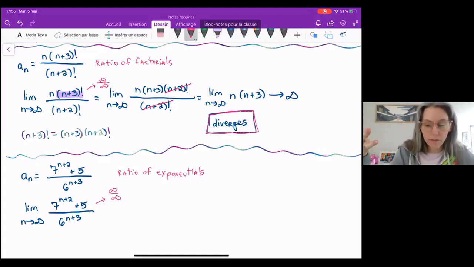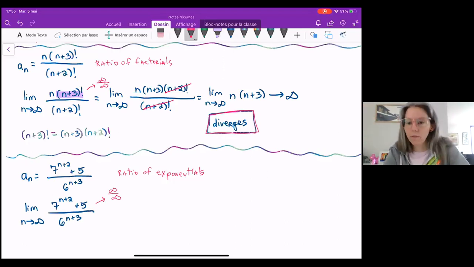7 to the power of infinity plus 2, that's like 7 to the power of infinity, which is like 7 times 7 times 7 times 7 times 7 times 7, an infinite number of times. So clearly that's becoming infinite. Same thing happening on the bottom, 6 times itself an infinite number of times. That's getting extra super big, for sure.